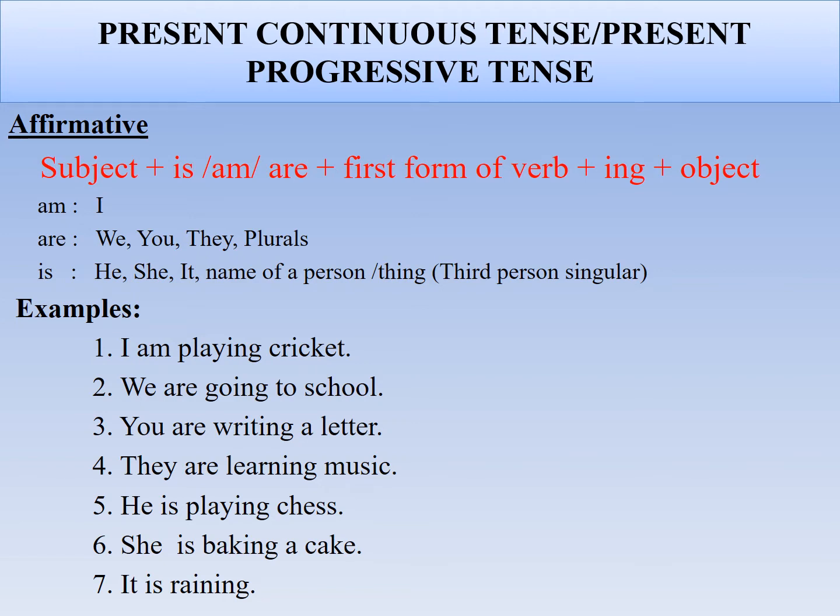Now, how do we use is, am, or are? Am is always used with I. Are is used with we, you, they, and plurals. Is is used with he, she, it, or name of a person or thing. That is third person singular form. Students, this sentence is used where, like in Hindi, we use raha hai, rahi hai, rahe hain, meaning the thing which is going on. Now let us see some examples.